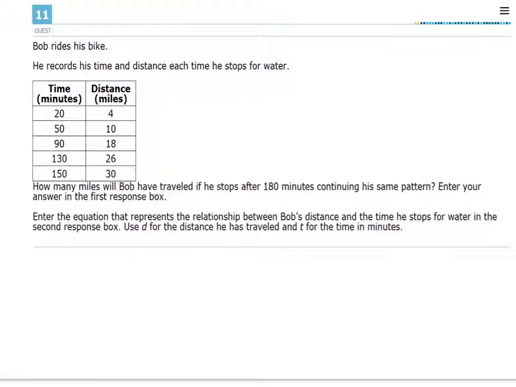How many miles will Bob have traveled if he stops after 180 minutes, continuing his same pattern? Enter your answer in the first response box. Then enter an equation that represents the relationship between Bob's distance and the time he stops for water in the second response box. Use D for the distance he has traveled and T for the time in minutes. So we will need to create an equation as well.